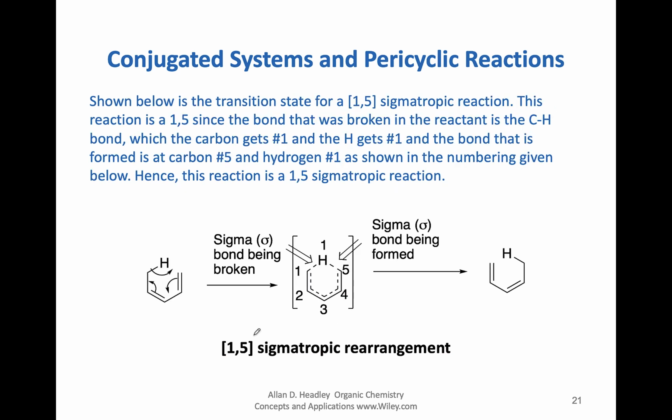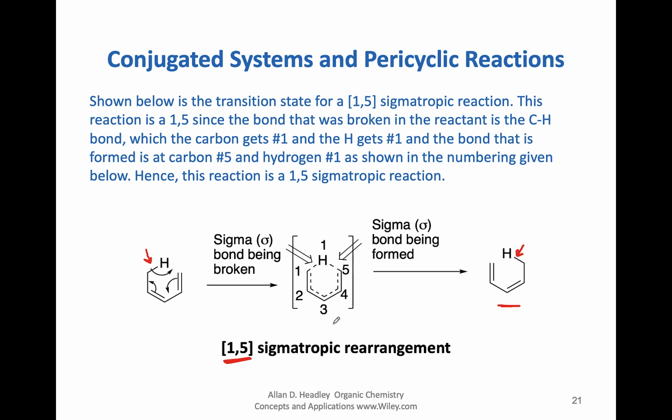Let's see if we can apply that to another system here. This is a 1-5 sigmatropic. Let's see if we can understand that. So here's the reactant, and here's the product. The bond that's broken is right here, and the bond that's formed is right here. So again, you can see you will have to carry out careful analysis and observations of your reactant and products for these pericyclic, especially sigmatropic reactions.